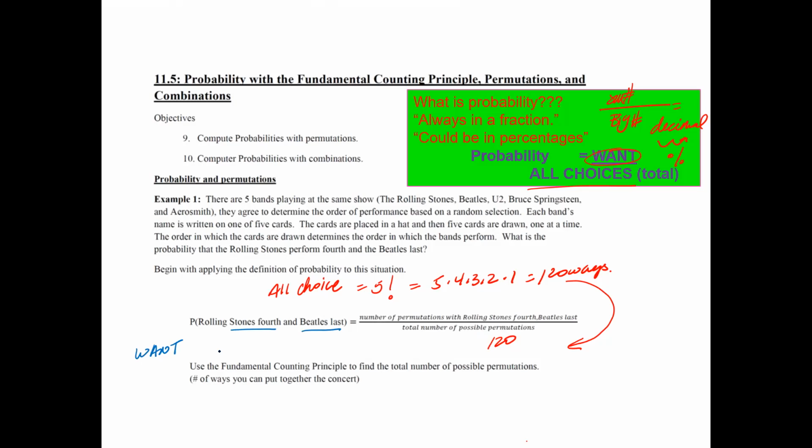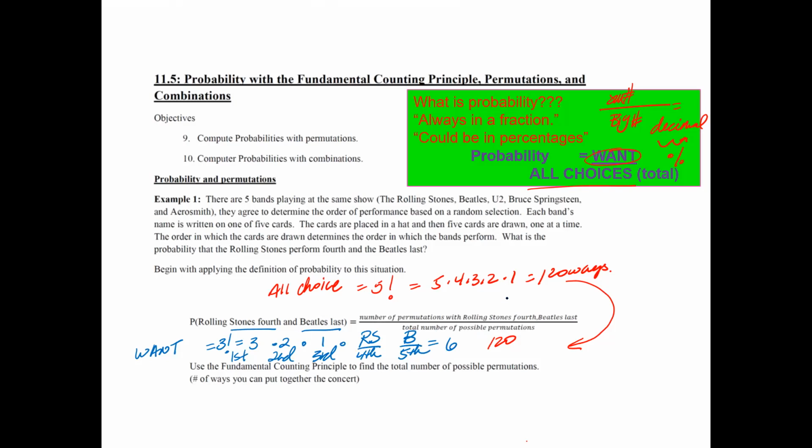So let's take a look at this. You have your first, second, third, fourth, and fifth. If Rolling Stones is going to go in 4th place and Beatles in 5th, how many possibilities do you have above that? You have 3 different options. So it is going to be 3 factorial, with 3 times 2 times 1, which is going to give you a 6. And that is going to be your want.